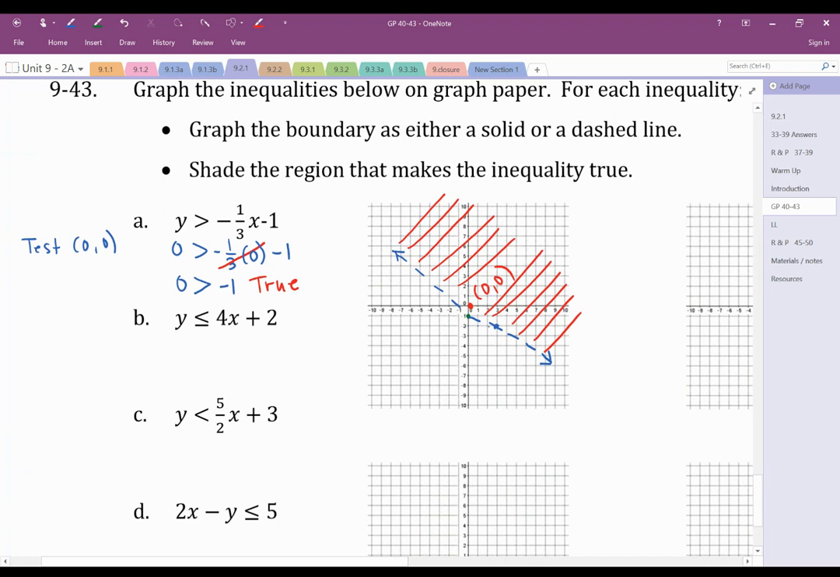Okay, if you're done copying, I will move to the right so I can graph letter B on the right side. So this is our A. This will be our B.